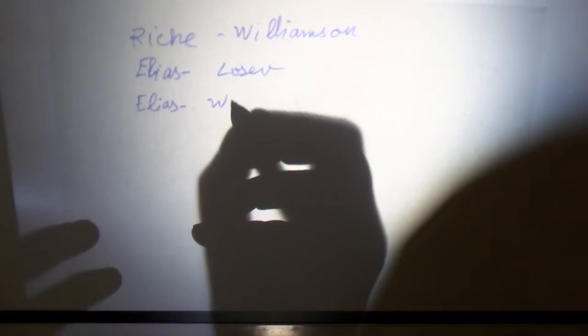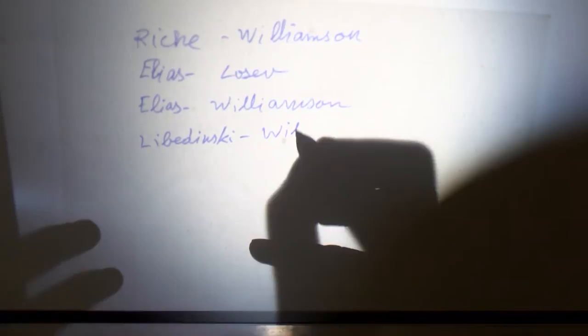So there has been some very, very big progress on this tilting model, which I'll explain. It's due to the following people: Rich, Williamson, Losev, Elias, Libedinsky, Williamson. I'm not sure exactly how the credit goes, but one result of all these papers is that for this multiplicity that we are looking for, there is an algorithm, but it's quite different from the algorithm that was used to compute this polynomial that I discussed now.